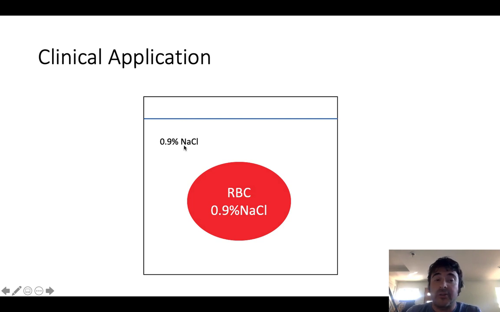The answer to that is no. The concentration of salt in the ECF and the ICF is the same. There's nothing for water to follow, so you're going to get no net movement of water.